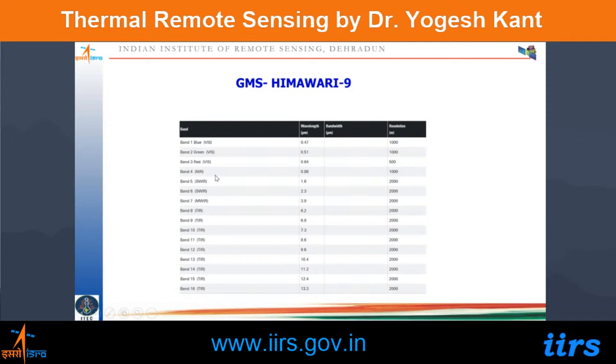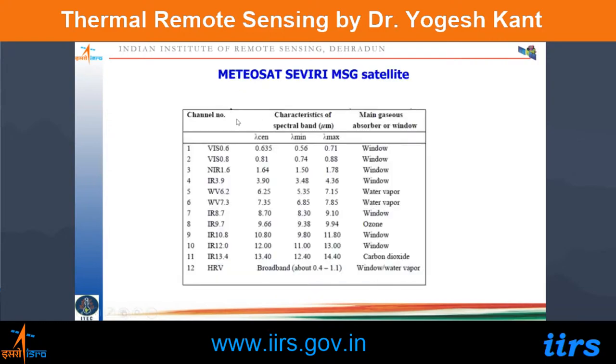Meteosat. We can see that this is the European one, the Meteosat Second Generation satellite, MSG. It carries a set of instrumentation. We call it SEVIRI, the Spinning Enhanced Visible and Infrared Imager, and it has 12 channels with the infrared channels as well.